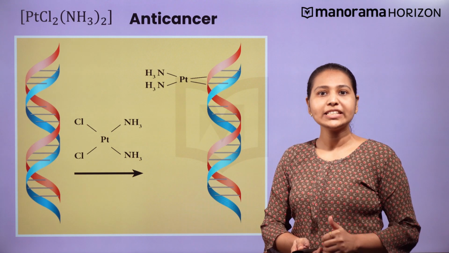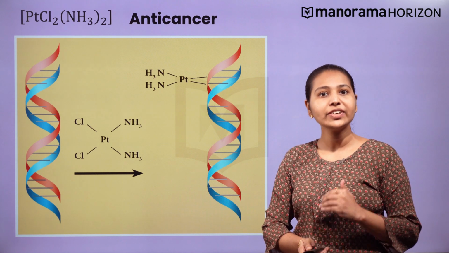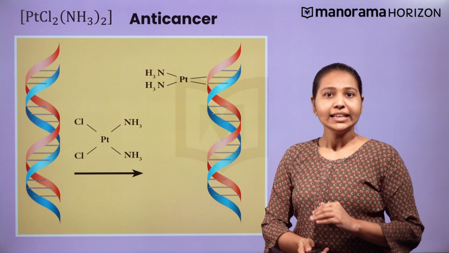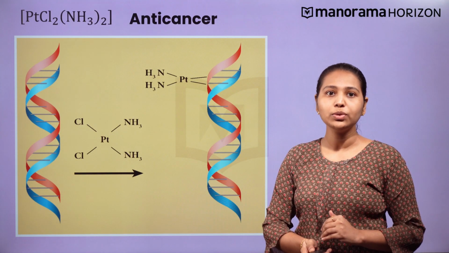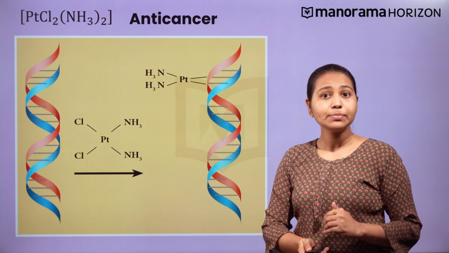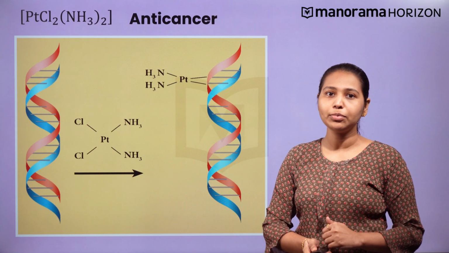Do you know which is the first metal-based anti-cancer drug? Well, diamminedichloroplatinum(II) is the first metal-based anti-cancer drug. It has been proved that only the cis form of diamminedichloroplatinum(II) has anti-cancer properties. Despite having the same molecular formula, transplatin does not show the anti-cancer property.